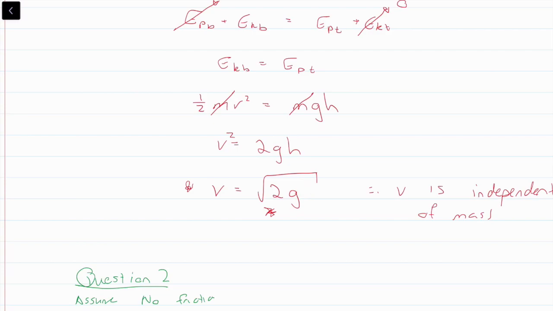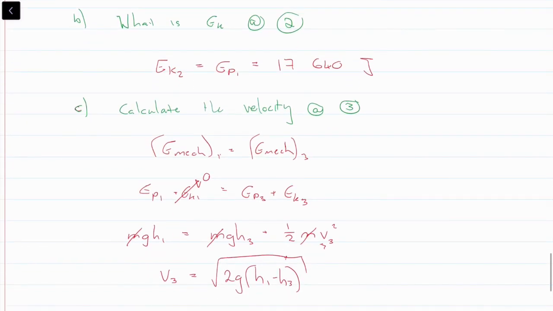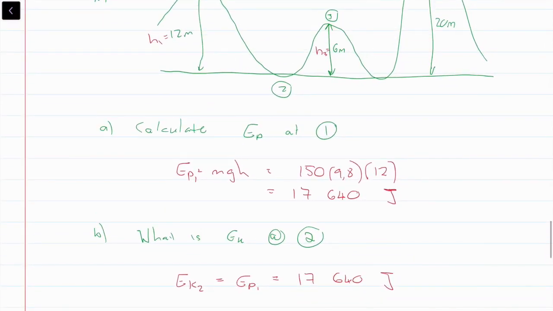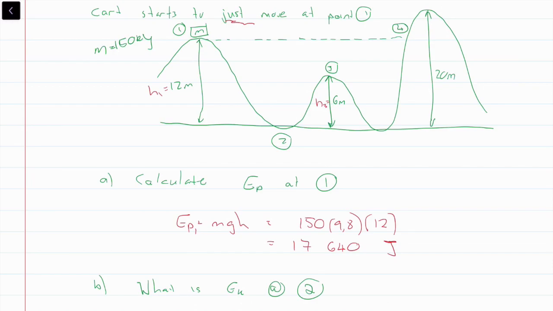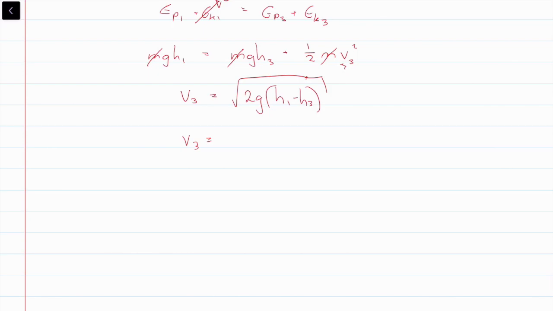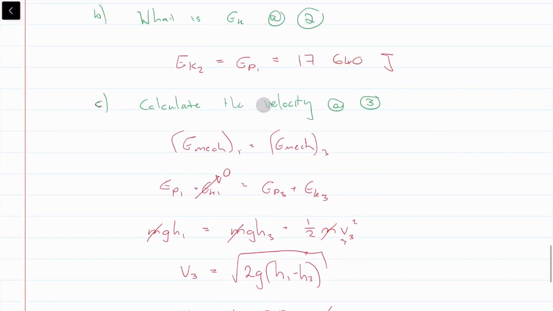If we plug in some values, we can say that v3 is the square root of 2 times 9.8 times my height 1 minus my height 3. Height 1 was 12 minus 6. If we plug that into a calculator, we get a velocity of 10.85 meters per second. I'm actually going to say speed because we don't care about direction.